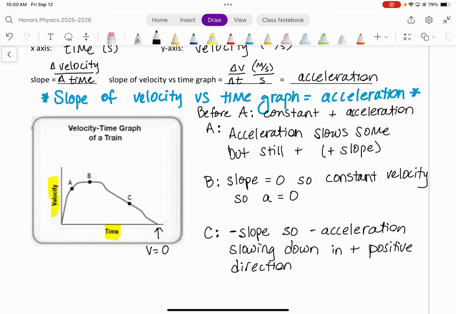So do you see how much information I can tell you about the motion of a car or a train or whatever it happens to be just by looking at a graph? Is that all? That is not all.